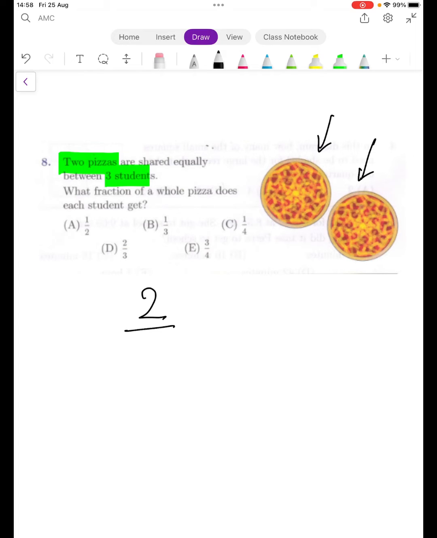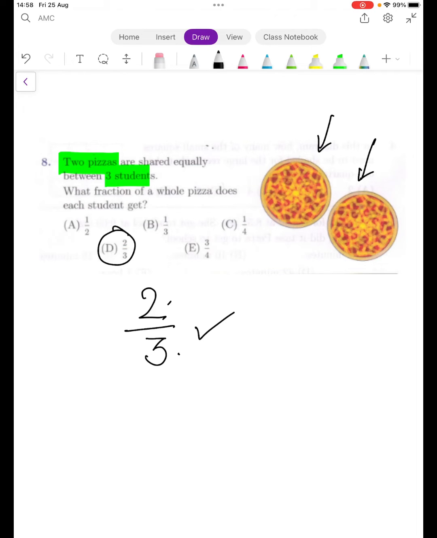Now, this is actually very simple. We have 2 pizzas, and you're sharing between 3 people. Our answer is 2/3 actually right away. You have 2 wholes of something, and you're sharing between 3 people.